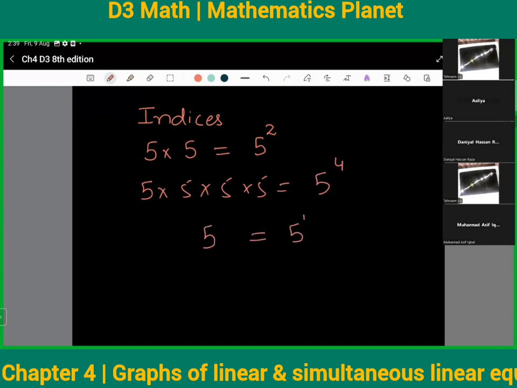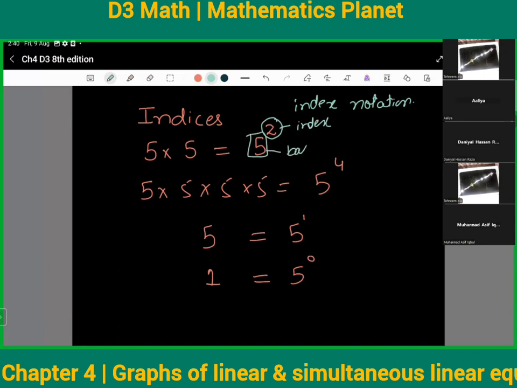If you have 1, you can write it as 5 to the power 0. So what is this? This is called indices or index notation. The way I'm writing is called index notation. This thing is called the index, and this thing is called the base.